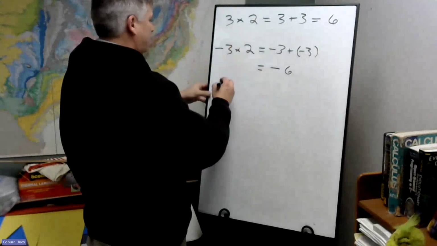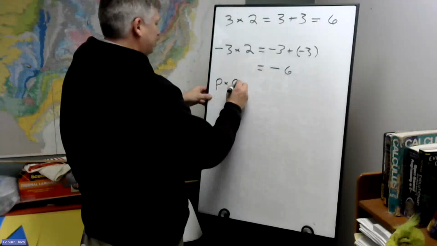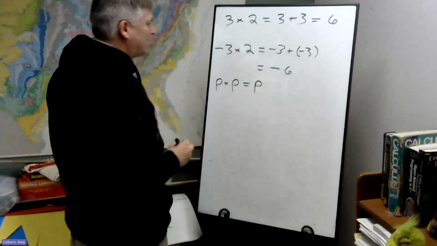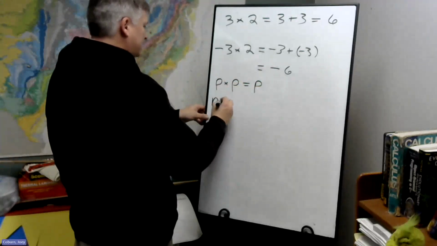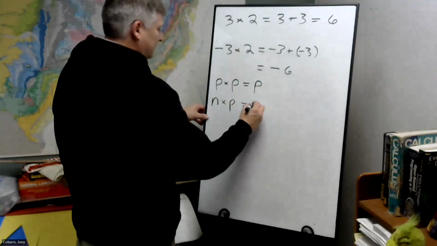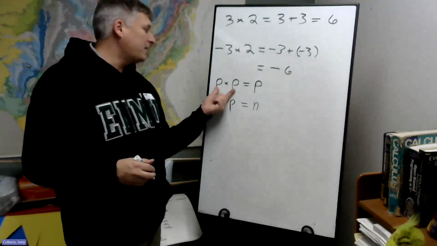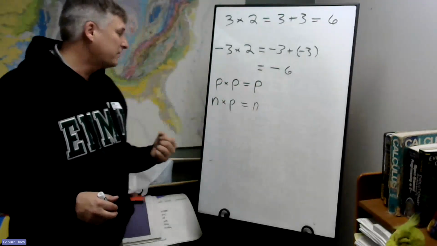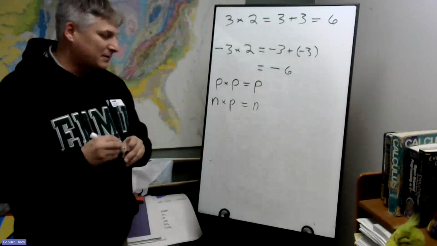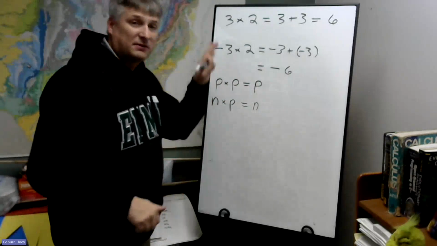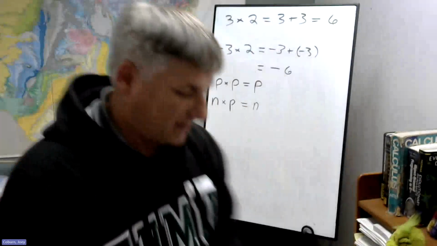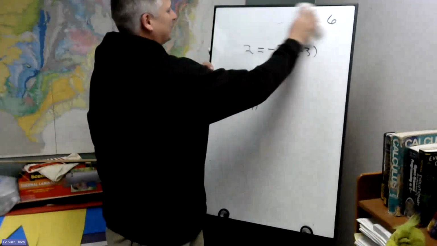From here, we have positive times positive came out positive, and then negative times positive came out negative. So when the signs are the same, it came out positive. When the signs are different, it came out negative. Let's save this up above. Let me get my eraser here.